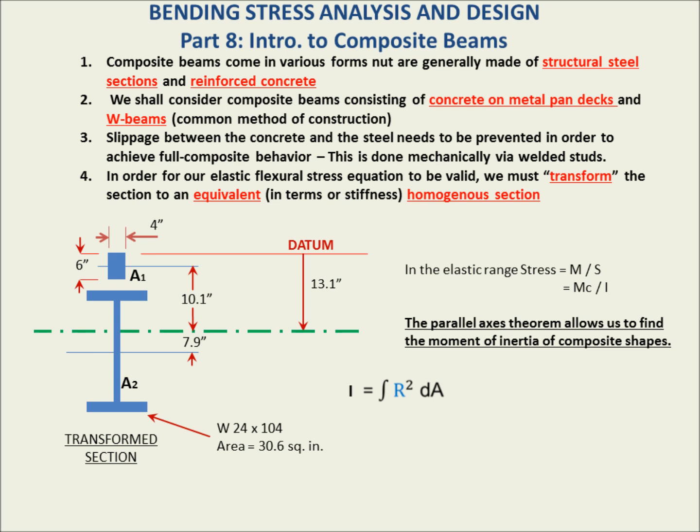Just like we did when we defined the moment of inertia and derived the moment of inertia. So let's call the rectangle area 1 and the wide flange area 2. And we have distance from the center of area 1 to the neutral axis of the composite shape is 10.1 inches. And the distance from the center of area 2, the wide flange, to the neutral axis of the composite shape is 7.9 inches.